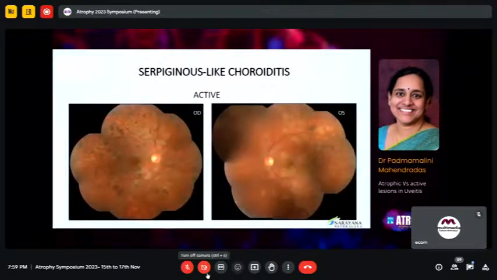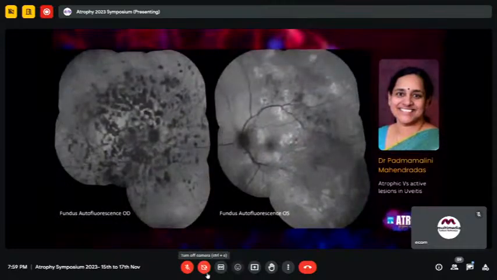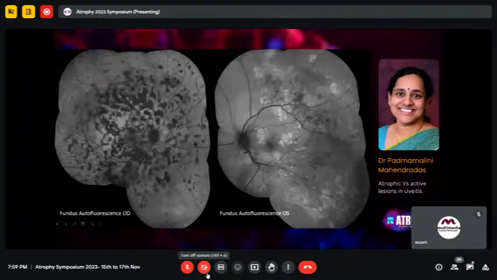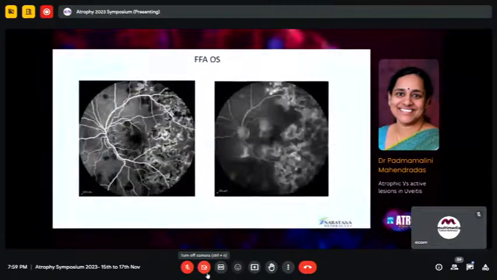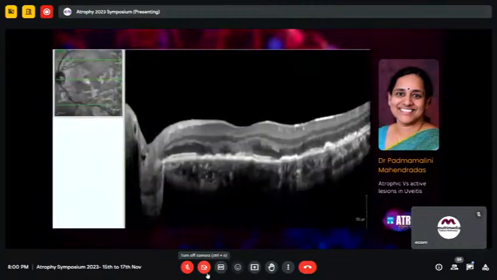Serpiginous-like choroiditis is commonly seen in our part of the country, secondary to tuberculosis etiology. Autofluorescence shows hypoautofluorescence in the right eye. In the left eye, we can see hyperautofluorescence in addition to hypoautofluorescence suggestive of active lesions. FFA shows early block fluorescence with late hyperfluorescence with staining of the chorioretinal scars. OCT shows distortion of the ELM, myoid ellipsoid zone, hyperreflectivity in the outer retinal layers with increased choroidal thickness.